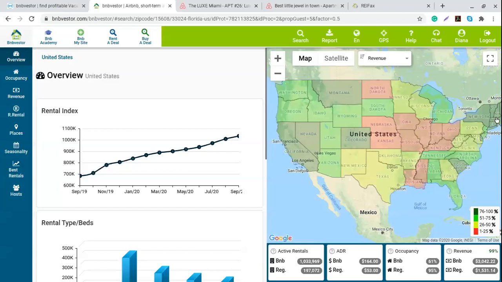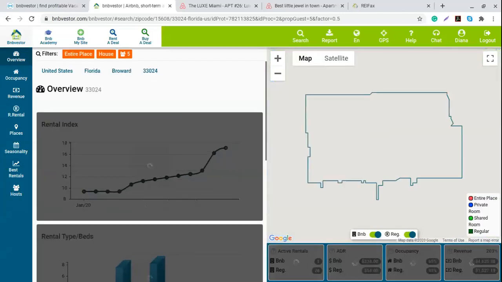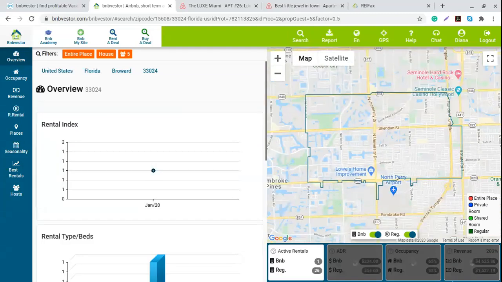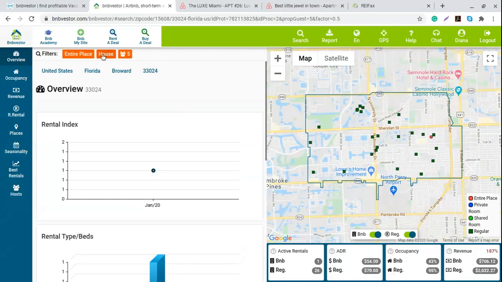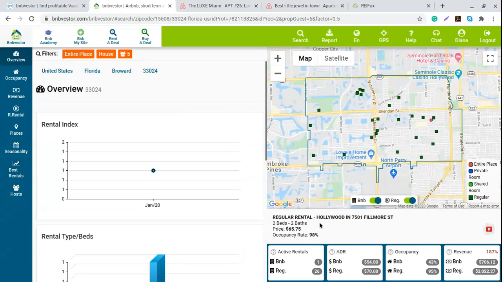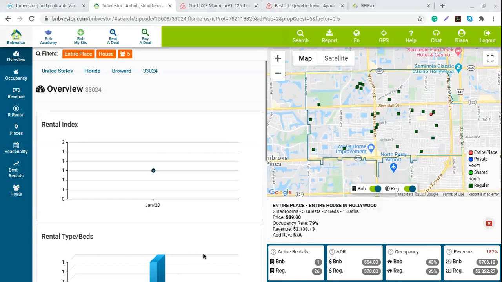So you can do searches through the map by clicking on the area and then click on go, or click on search and go directly there. Okay, so right here in this zip code, for houses that can host 5 guests, renting the property as an entire place, I can only see one B&B right here, and I can see the information of the B&B. The rest are all regular rentals, okay? People that are renting their homes monthly, tenants and everything. But this one right here is a B&B, and I can actually see the information here, okay?